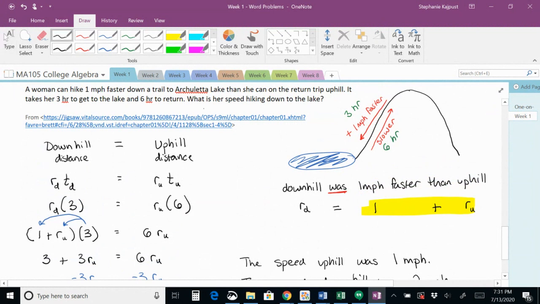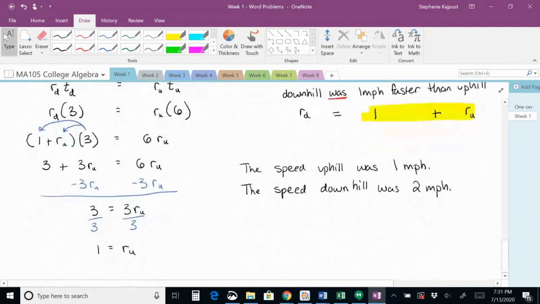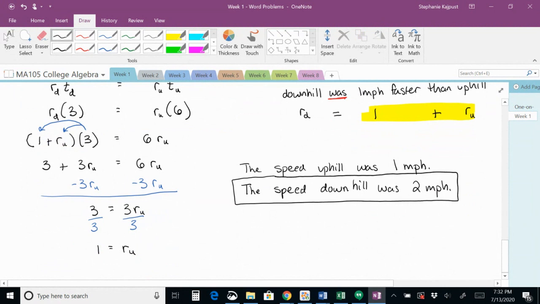So now the question says, what is your speed hiking down to the lake? So you want to make sure you answer the question. The question didn't actually ask for the uphill, it just wanted to know the downhill. So that's what I'm going to box, that the speed downhill was 2 miles per hour.